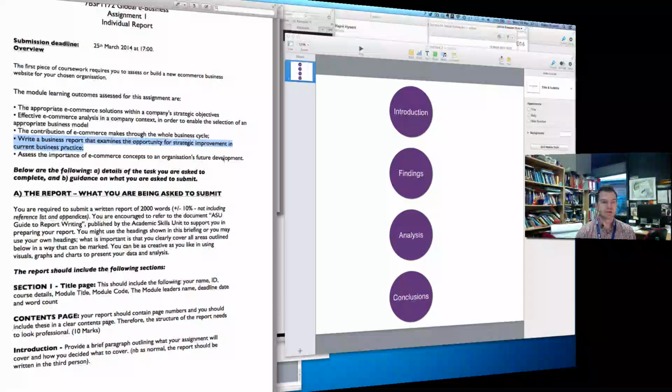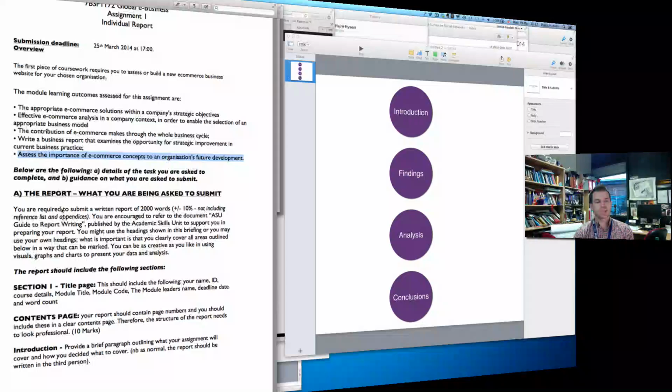And then the last point, assess the importance of e-commerce concept and organization future development. In other words, with this point, you're trying to see how important the current presence of e-commerce is for the future development of the company. As a result of your findings and the analysis you've done, you're picking up themes that are going to be absolutely essential for the future development of the company, and you will cover that in your analysis as well, and then further in your conclusions, where you will come up with those recommendations.